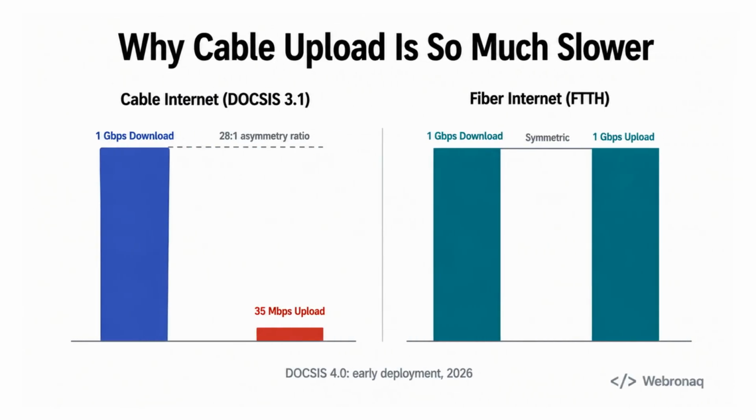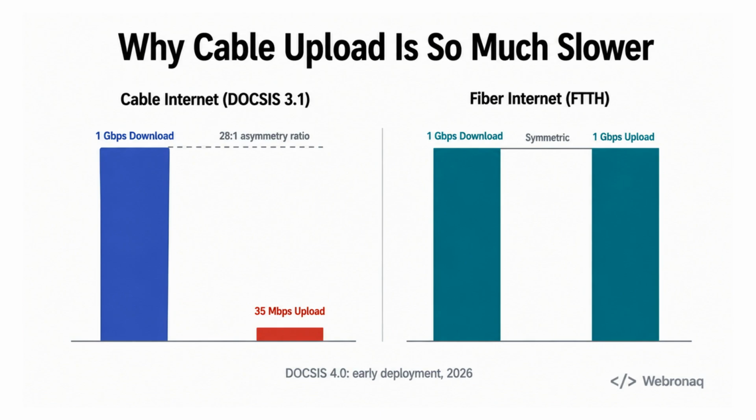Here is something that frustrates a lot of people: slow upload speeds on cable internet. The reason is historical. Coaxial cable infrastructure was originally designed for one-way TV delivery, pushing content downstream to you. So the available frequency spectrum on a coax cable is carved up very unequally, with far more channels allocated to downloading than uploading. Under DOCSIS 3.1, the dominant cable standard today, you can get up to 1 gigabit per second download, but only around 35 megabits per second upload on a typical gigabit plan. That is a 28-to-1 ratio.